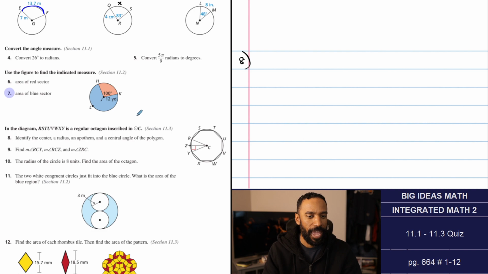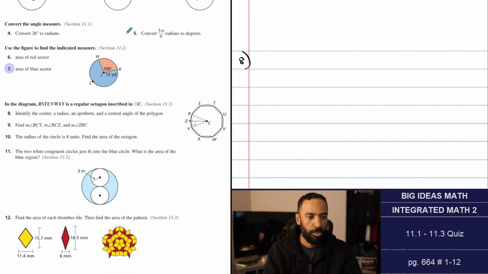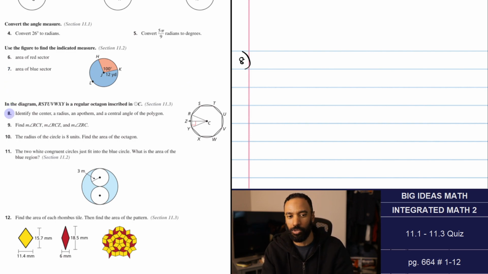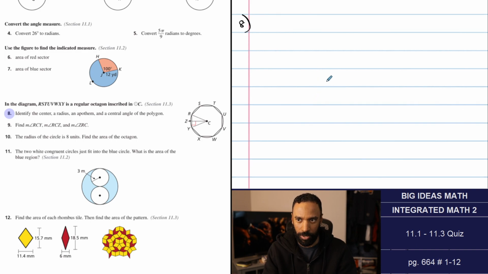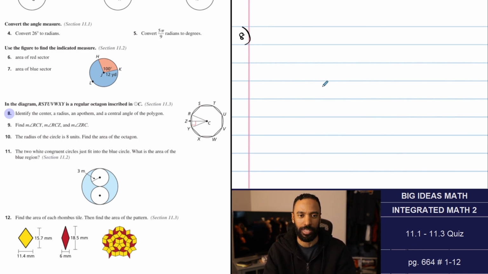Okay, numbers 8 through 10. Numbers 8 through 10, we have a regular octagon inscribed in circle C. This is section 11.3 material on areas of regular polygons and things like that. So we have a regular octagon inscribed inside there. Regular means all sides and angles congruent, which means we build a lot of isosceles triangles here. But there are certain words that we have brand new to here, and that's what number 8's all about.